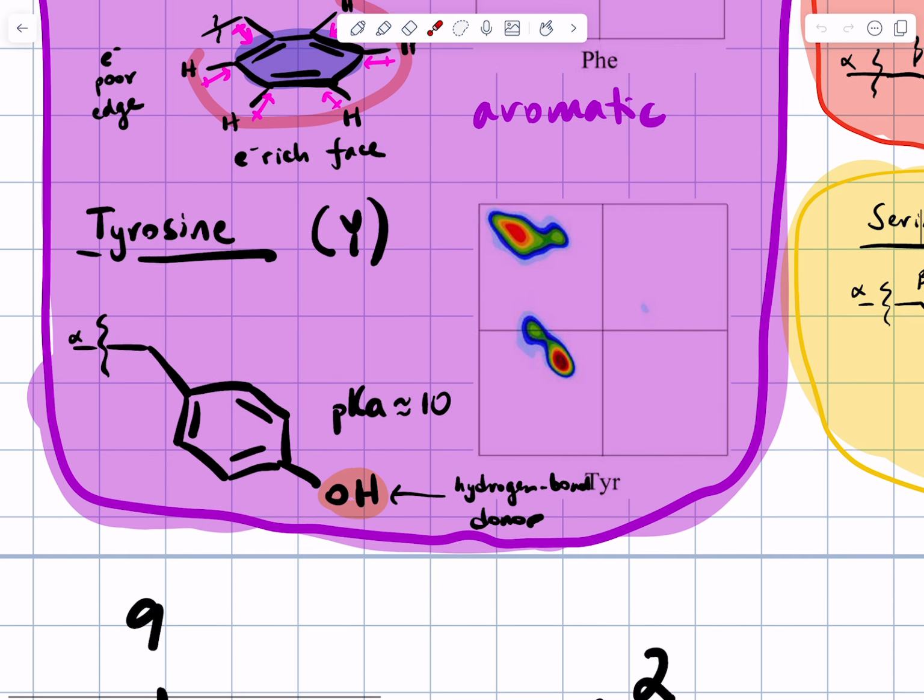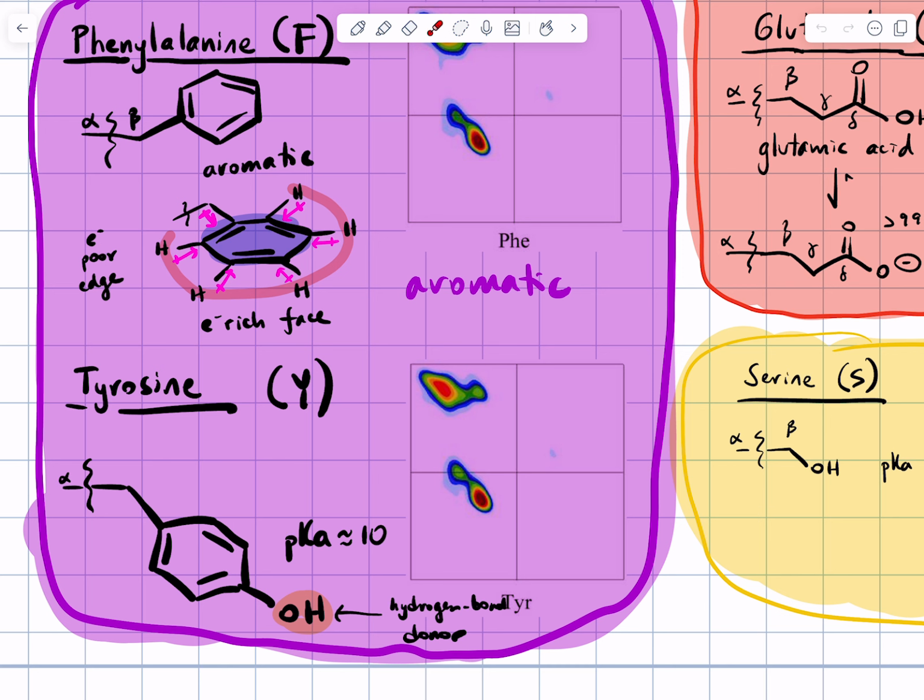This OH group can be involved in hydrogen bonding, and sometimes you'll learn in biochemistry that this OH group acts as a nucleophile and gets modified with a phosphate group. The presence of the OH group is not really enough to make tyrosine be considered super polar. It's sort of intermediate between polar and nonpolar. I group it with these aromatic amino acids.